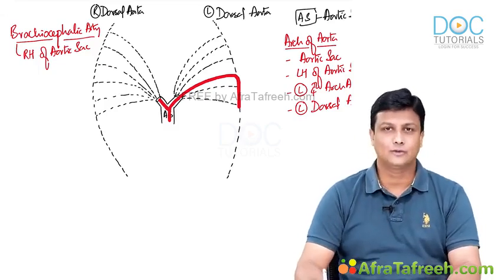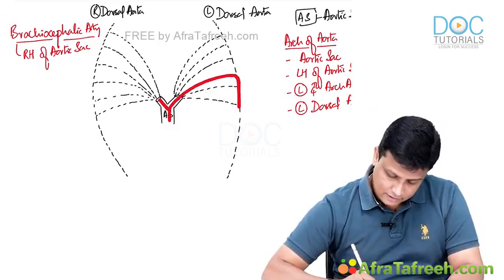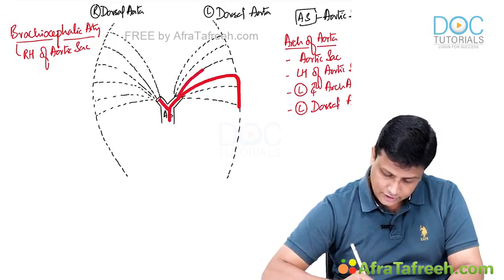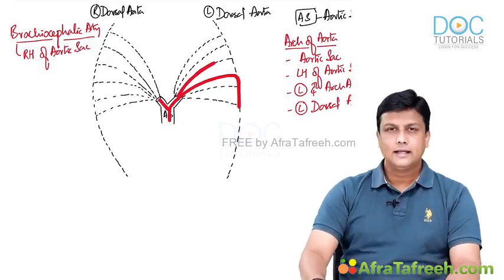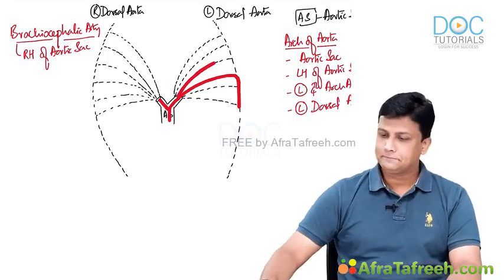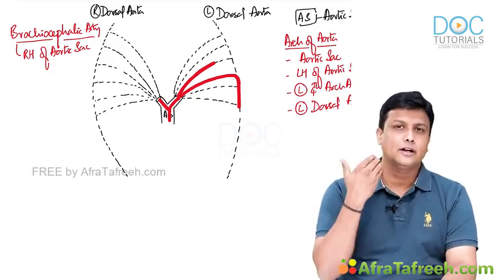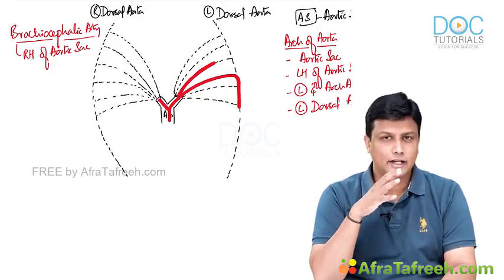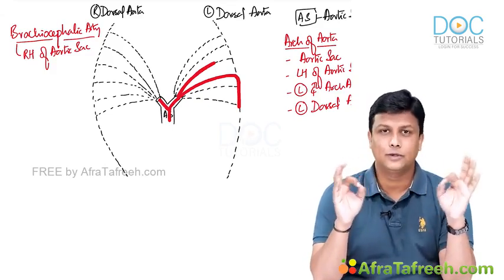Left common carotid, of course. Left common carotid artery will be a branch of arch of aorta only, and that is derived from third arch artery. Common carotid artery is derived from third arch artery. But I would like to tell you something over here, guys. During our MBBS days, we have learned that common carotid artery will go up and divide into internal carotid and external carotid. It's wrong. Absolutely wrong.